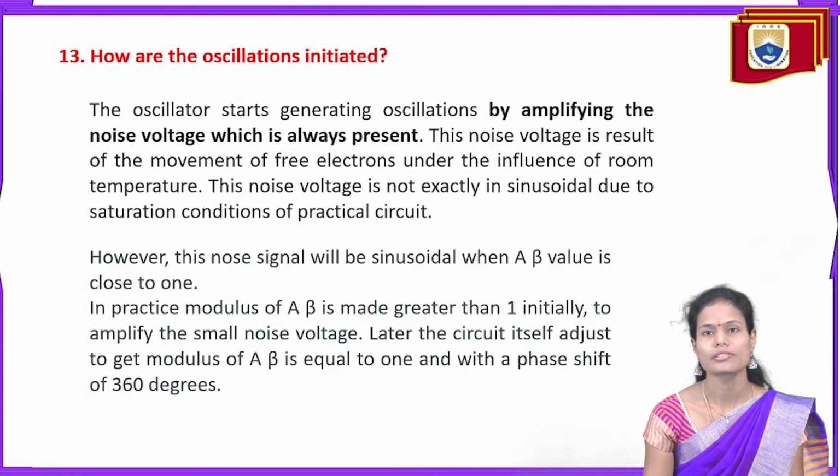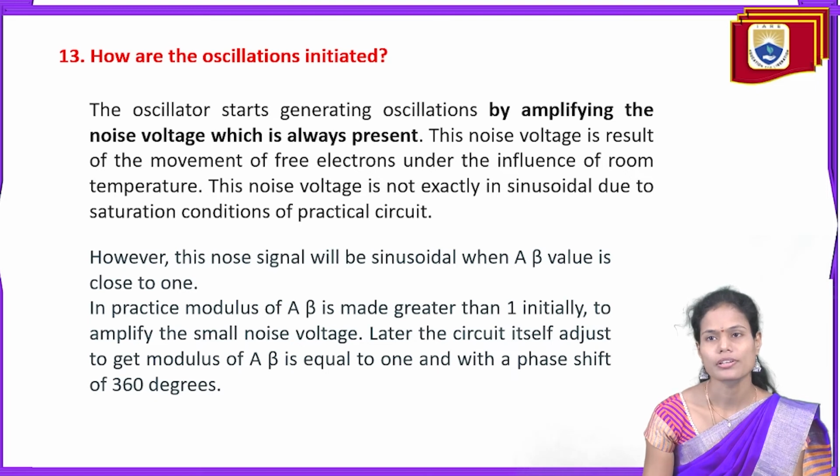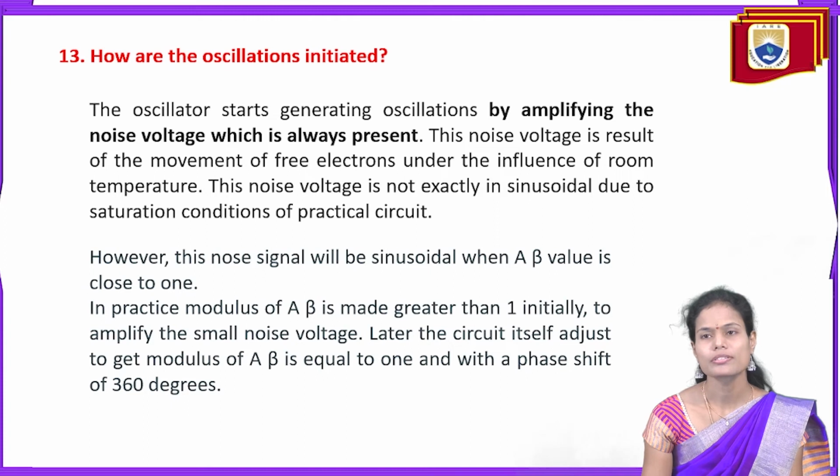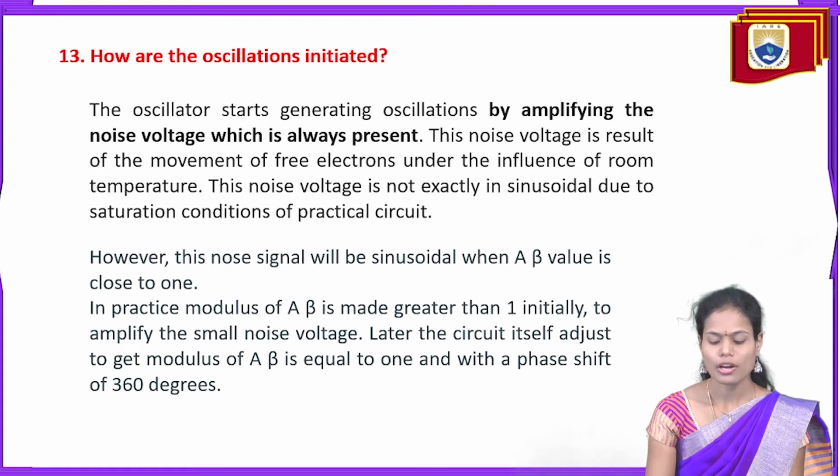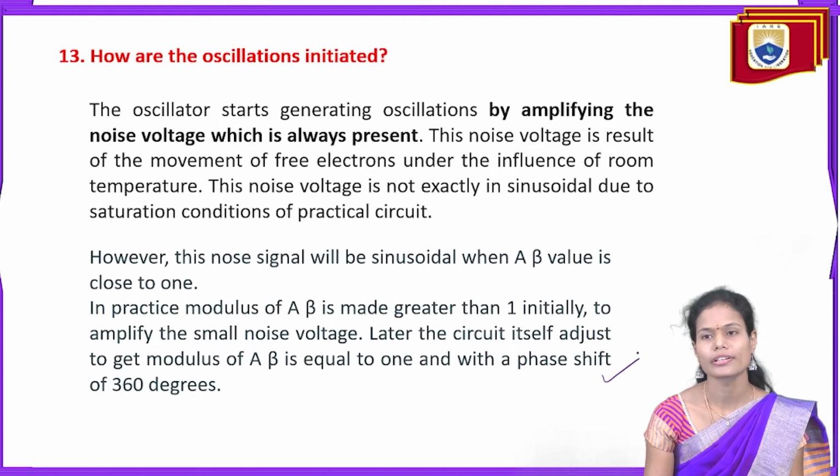And next, how are the oscillations initiated? Generally, the oscillator starts generating oscillations by amplifying the noise voltage which is always present. This noise voltage is a result of the movement of free electrons under the influence of room temperature. This noise voltage is not exactly sinusoidal due to saturation conditions of the practical circuit. The noise signal will be sinusoidal when A beta is close to 1. In practice, this value is greater than 1.